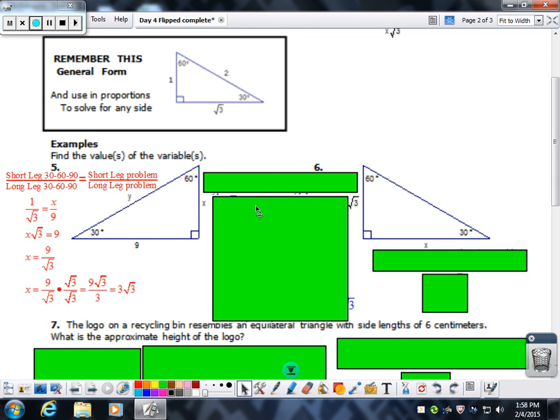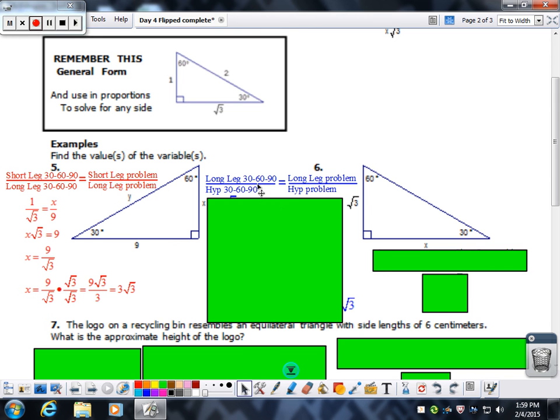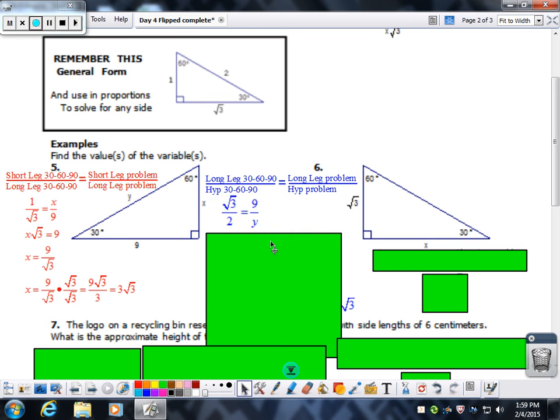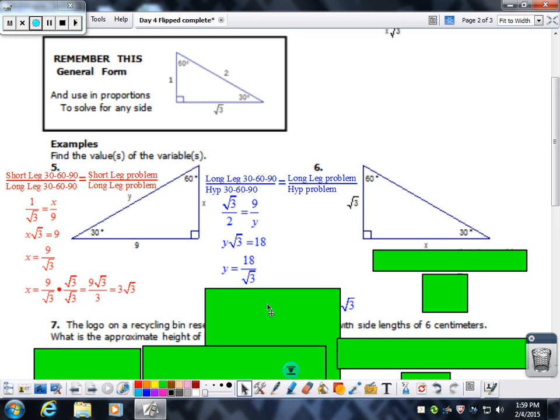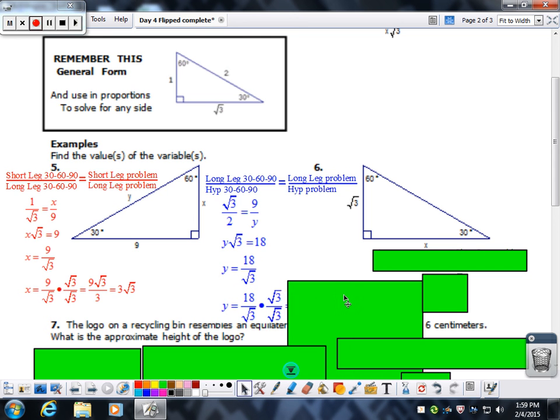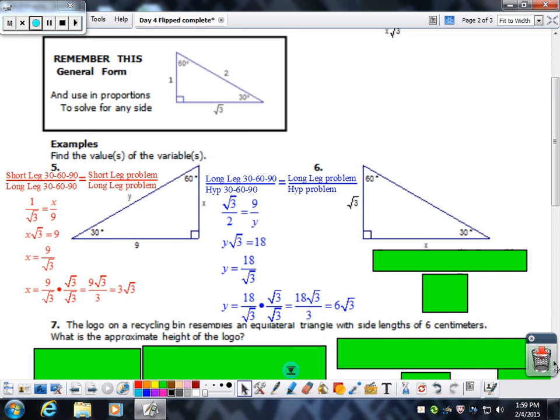We're going to do a similar thing for looking for y. We're going to have the long leg, which is square root of 3, over the hypotenuse, which is 2, equal to the long leg in the problem over the hypotenuse in the problem. So square root of 3 over 2 is equal to 9 over y. We cross multiply: y square root 3 is equal to 18. Divide both sides by the square root of 3, multiply the top and the bottom by square root of 3. 18 square roots 3 over 3, and then we divide 18 by 3, and we get 6 square roots 3 is equal to y.